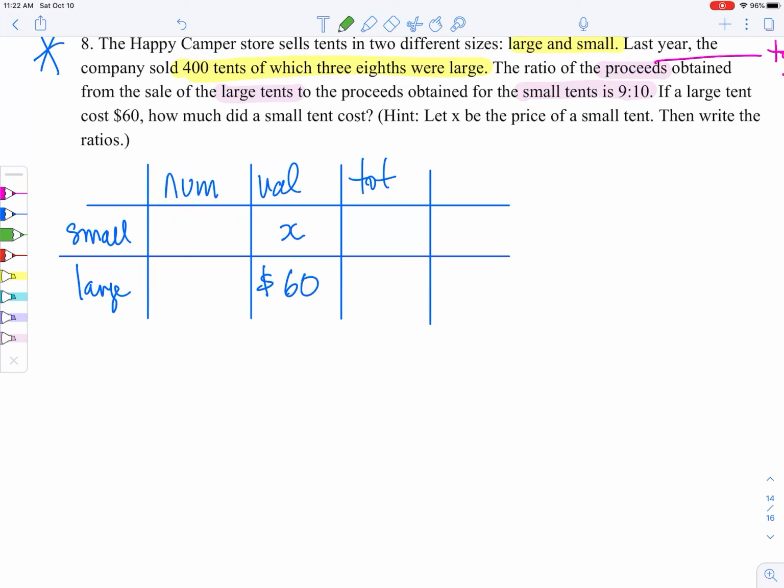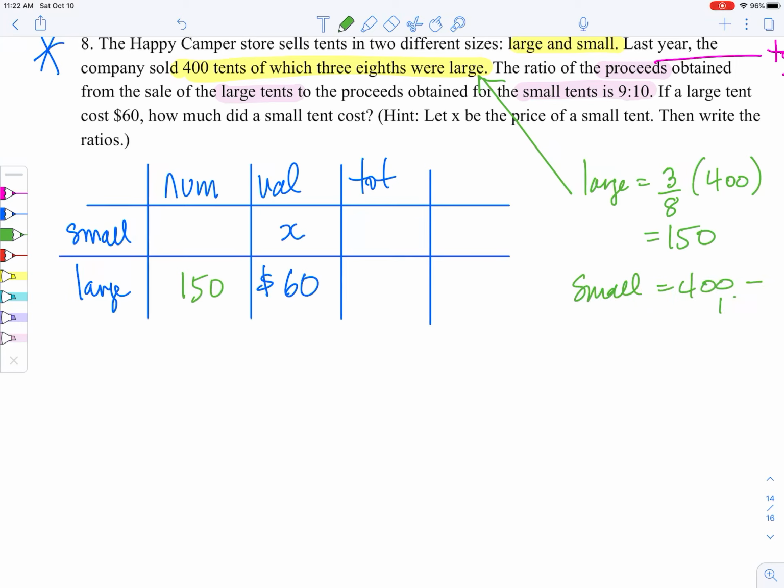So 400 tents, of which 3/8 were large. So large is going to be 3/8 of, and of means times. So 3/8 times 400. So then that works out to be 150. So we have 150 large tents. And if we had 400 in total, that means small is going to equal 400 minus 150, which is 250.